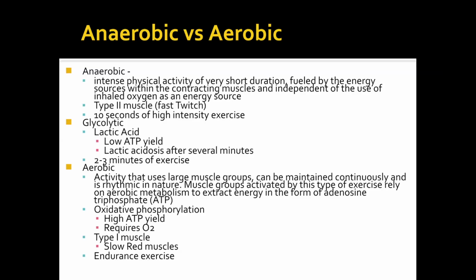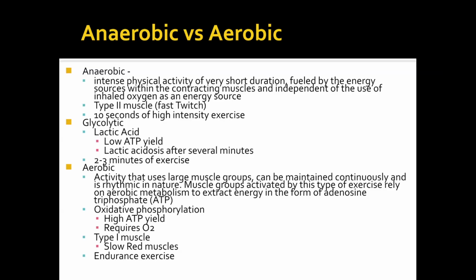If you're able to maintain energy creation with the level of energy expenditure, that's your aerobic exercise. Activity that uses large muscle groups that can be maintained continuously and is rhythmic in nature. Muscle groups activated by this type of exercise rely on aerobic metabolism in the form of ATP. So it's oxidative phosphorylation, back to that biochemistry in pre-med. You have high ATP yield.